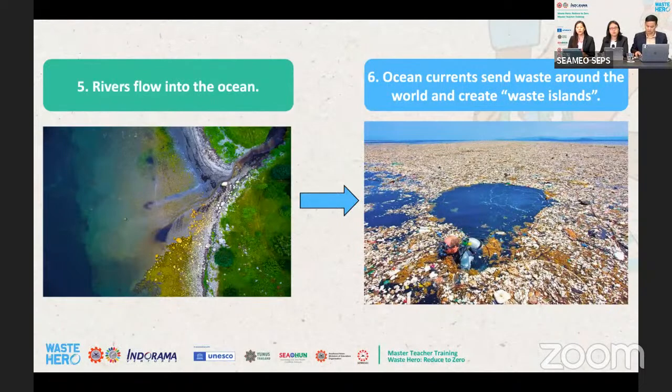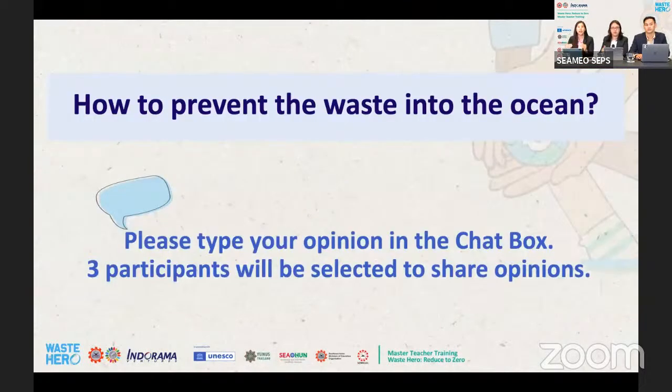Now we know how the waste gets into the ocean, and you can use these slides to explain it to your student. I think it's a great picture for you to show and raise awareness among your students. Now we would like you to think about how we are going to help the world and prevent all the waste from getting into the ocean, and bring this action to your class.